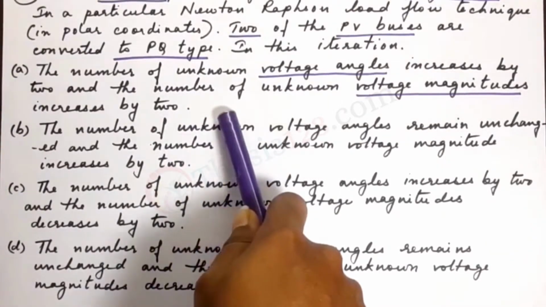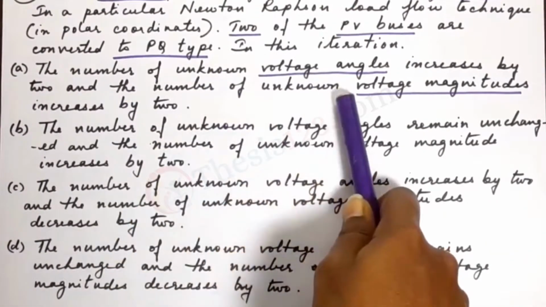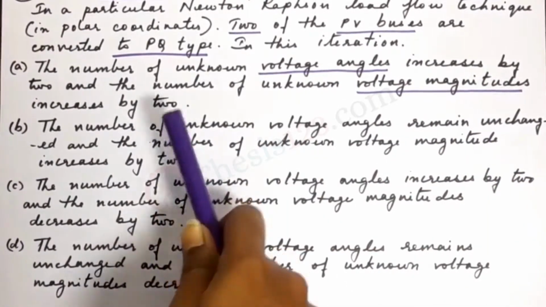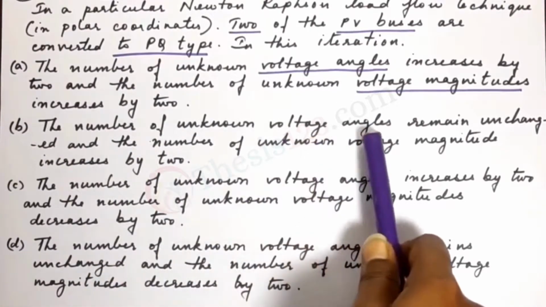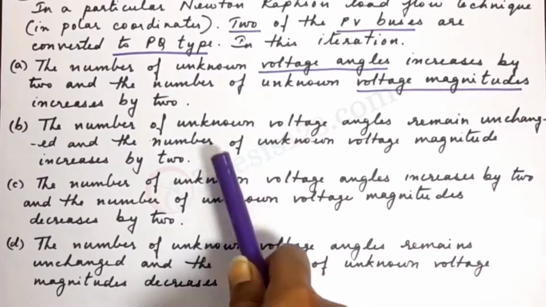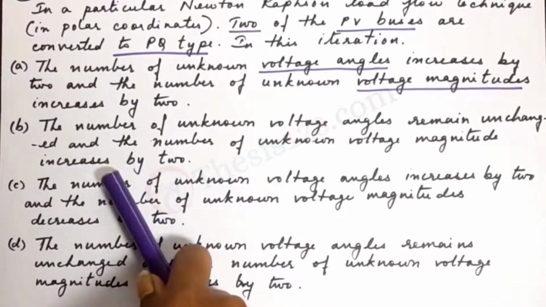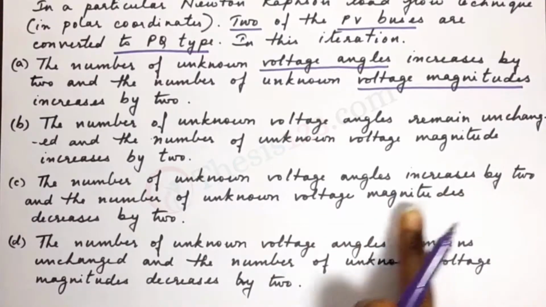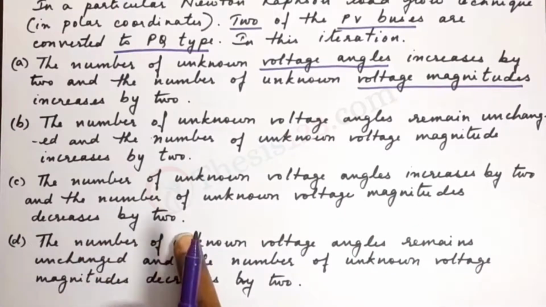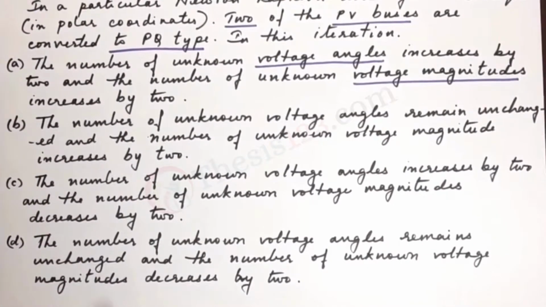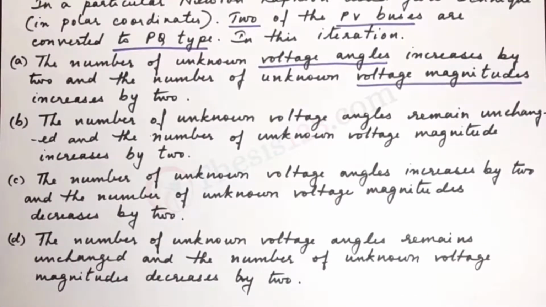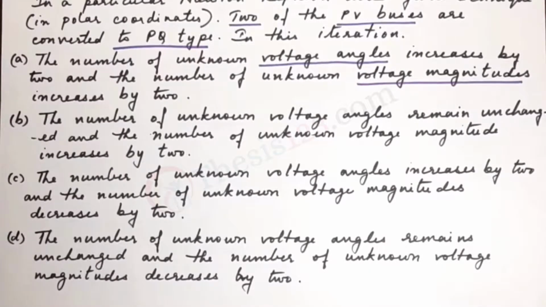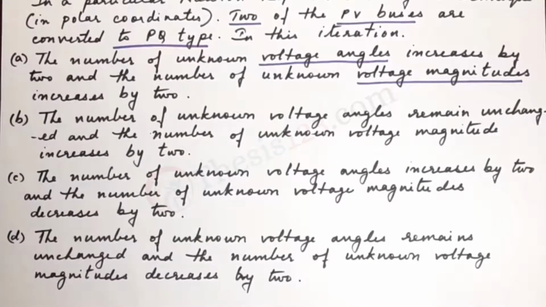So option A says that the number of unknown voltage angles increases while the voltage magnitudes increases by 2 as well. Option B says voltage angles remain unchanged whereas the unknown voltage magnitudes increase. In C, it says that the voltage angles increase and voltage magnitudes decrease by 2. And the final one says that the voltage angles remain unchanged and the number of unknown voltage magnitudes decreases by 2. All in all, we have 2 aspects: voltage angles and voltage magnitudes.